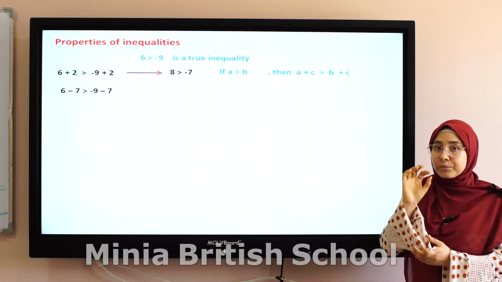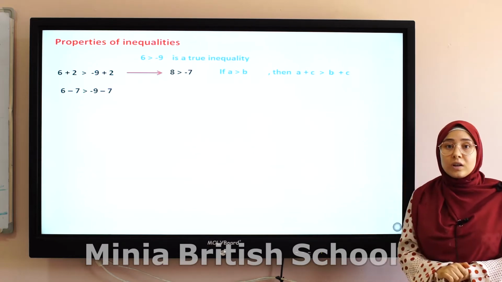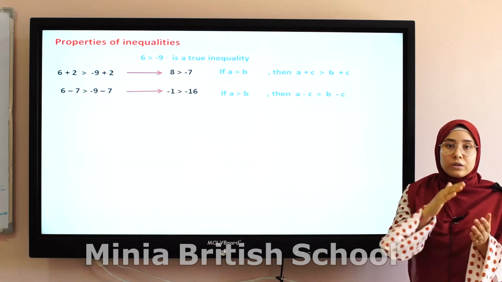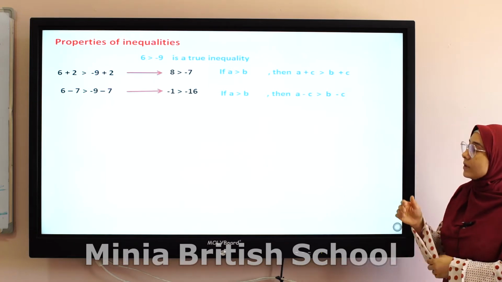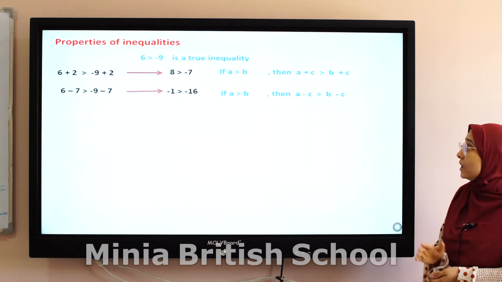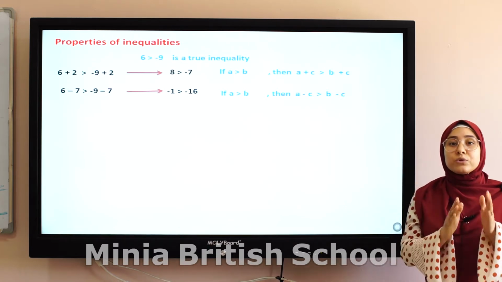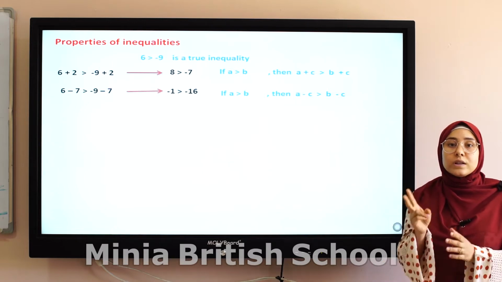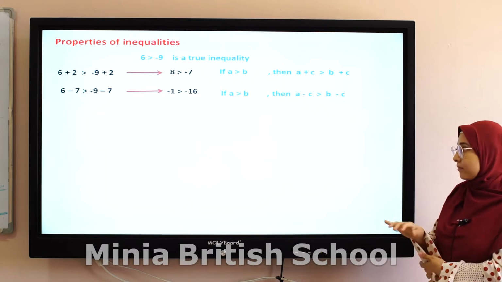Here, if I subtract 7 from the two sides of the first inequality, we get -1 greater than -16. It's a true inequality. So if A greater than B, then A minus C greater than B minus C. So in general, we can subtract a constant number from the two sides of the inequality without changing the inequality relation.